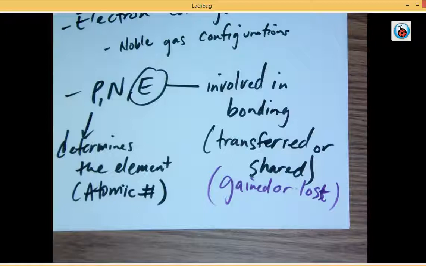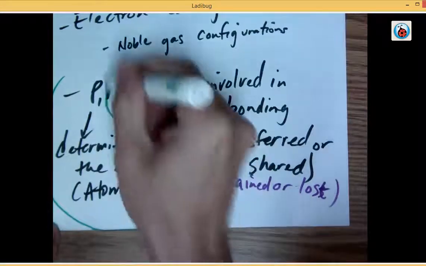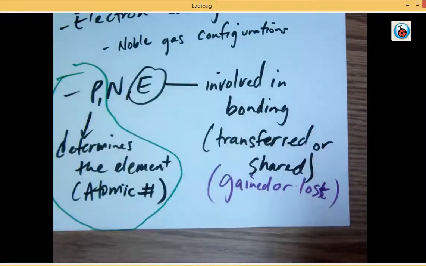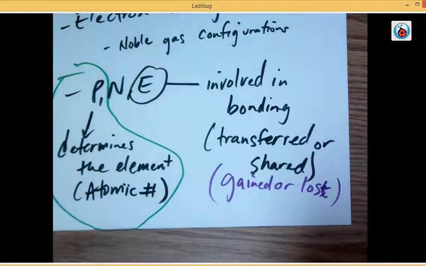Neutrons can change for the same element to have a different isotope. However, there's one number that cannot change for that element, and that number is the proton. The proton cannot change because that determines the element. If you change the number of protons, you will have a completely new element. Neutrons can change to give you a different isotope. Electrons can change because they can gain or lose in a bond, in sharing, donating or taking up electrons.